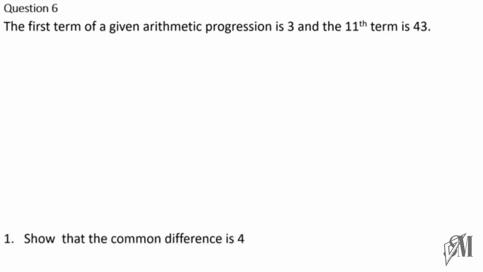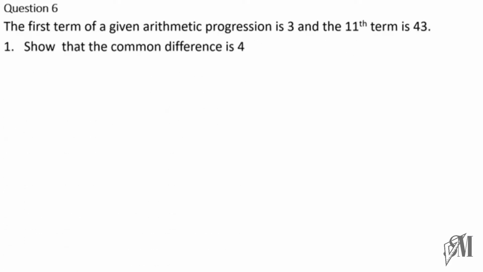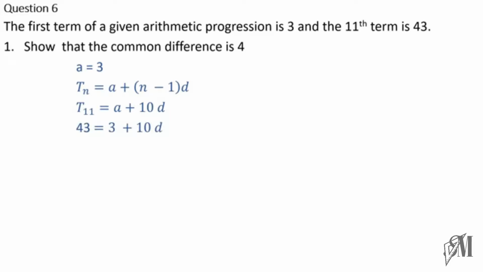Moving on to the sixth question. The first term of a given arithmetic progression is 3 and the 11th term is 43. So we have to show the common difference is 4. Now, according to this, a is equal to 3. Tn is the equation we use. Instead of Tn, we put T11 and find an expression in terms of 43, a and d. Now, a we know is 3, so we can substitute 3 instead of a. Now you are getting 10d is equal to 40. So very easily you can take d is equal to 4.